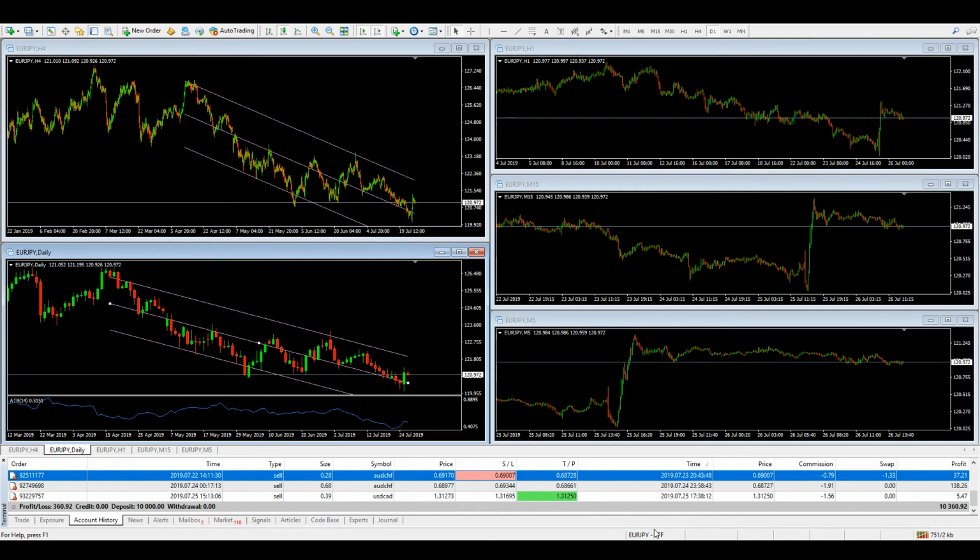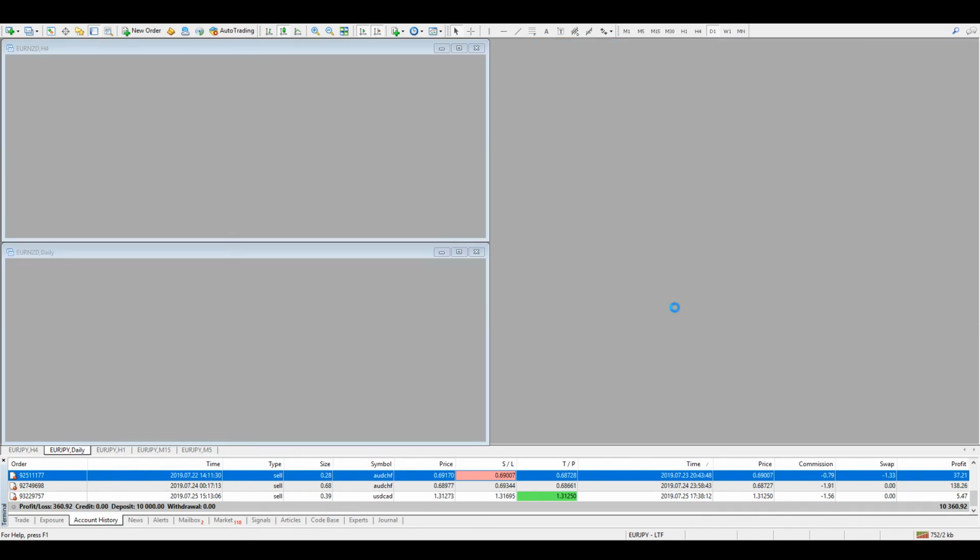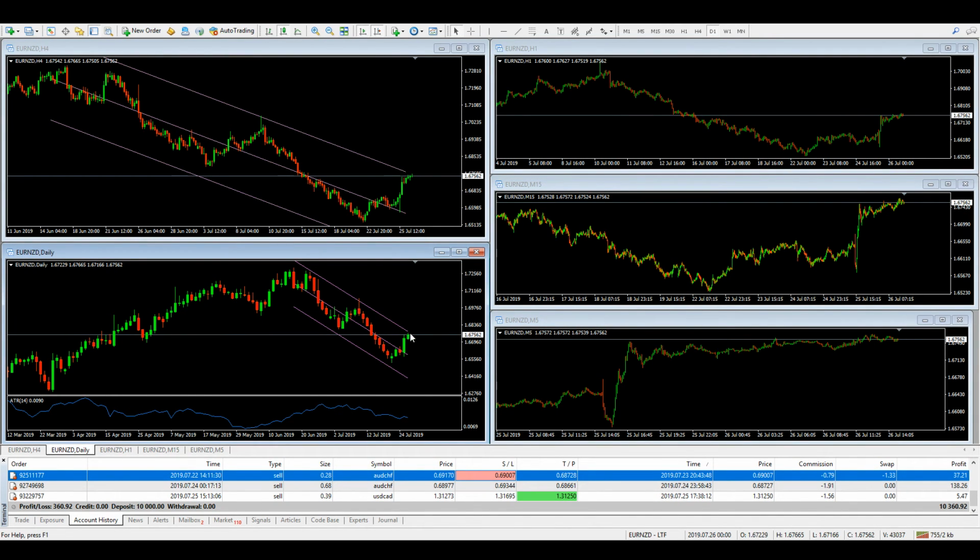So no, that's not good value for money. Need to see signs of reversal.